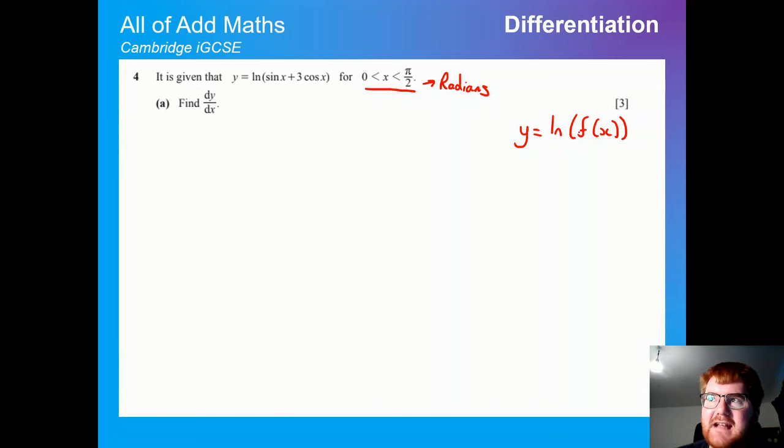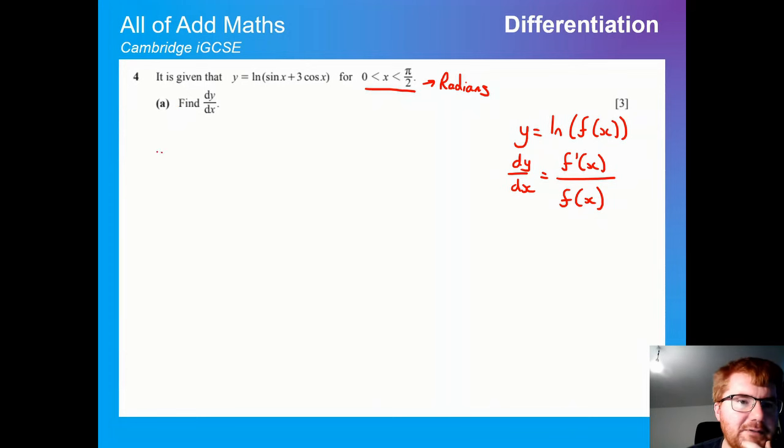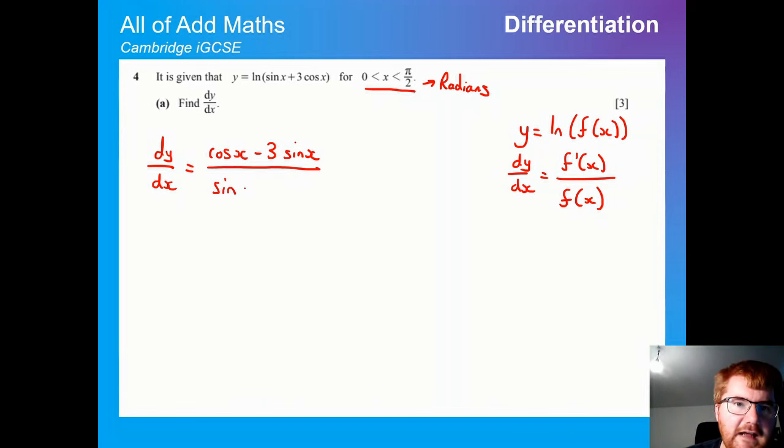If you have a function within a natural log, then if you want to derive it, the formula for this is you take the derivative of the function inside and put it in the numerator, and you put the original function down below. So if we apply that to this particular question, the derivative of this function, well, if you derive sine, you get just positive cos. If you derive cos, you get minus sine, so you get minus 3 sine x. And then you just copy down the function down below. So you get sine x plus 3 cos x.